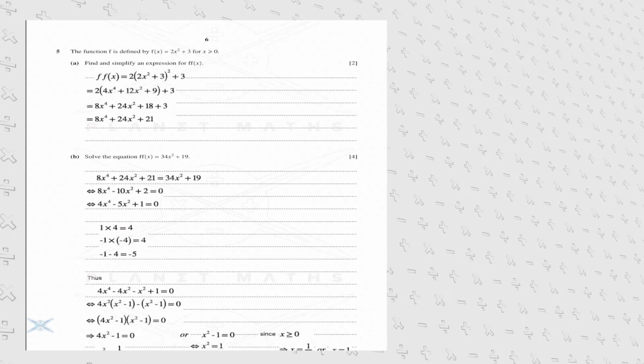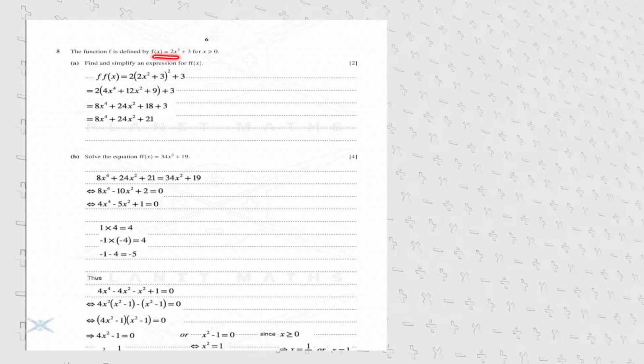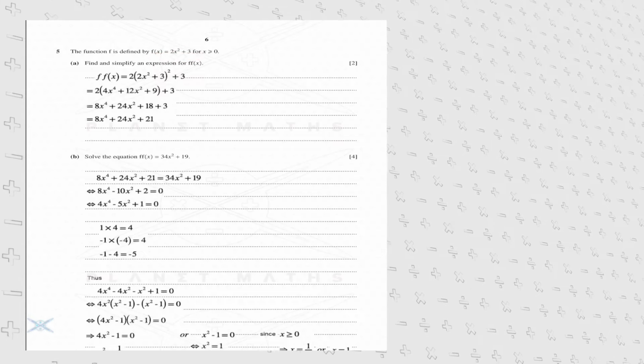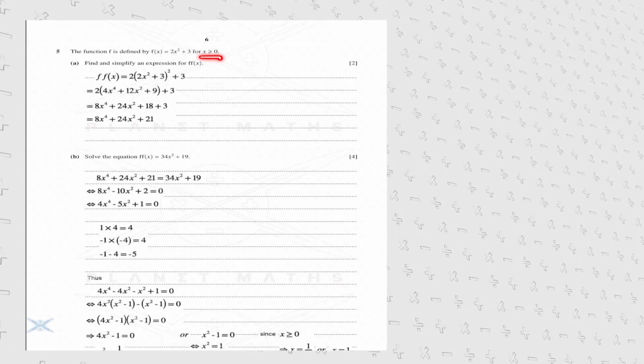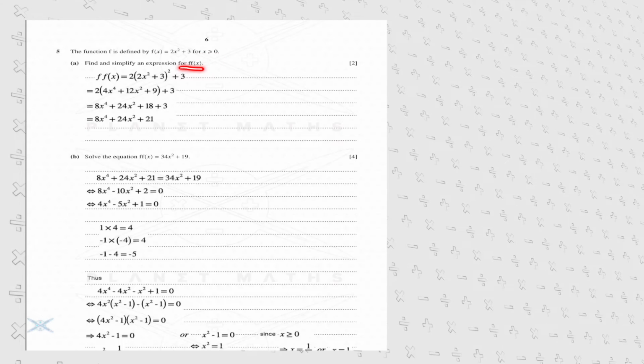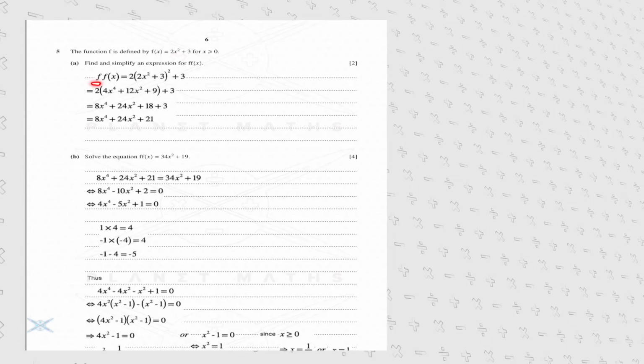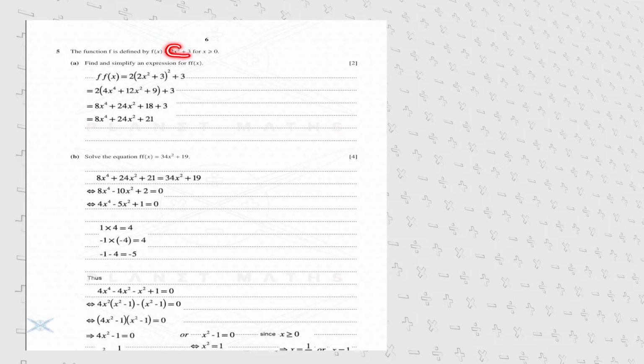Which brings us to exercise 5, where the function f is defined by f of x equals 2x squared plus 3 for values of x being 0 or larger. In part A, we are supposed to find and simplify an expression for f of f of x, and to perform that, we will replace x of the outer function with the expression 2x squared plus 3.